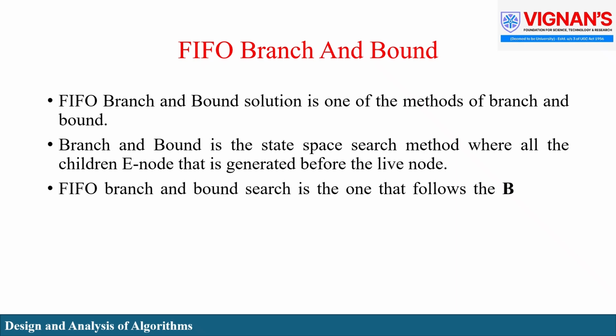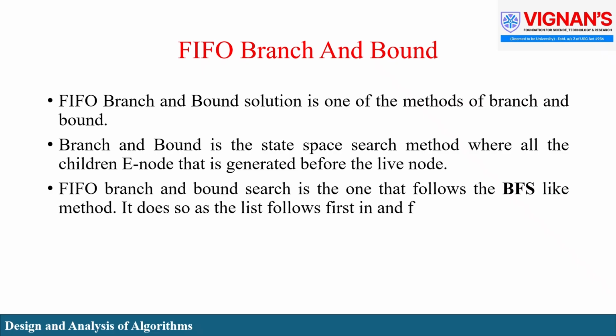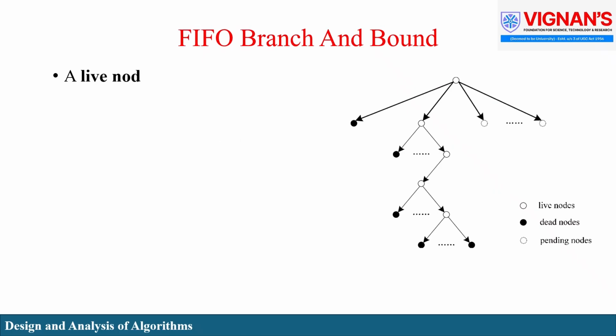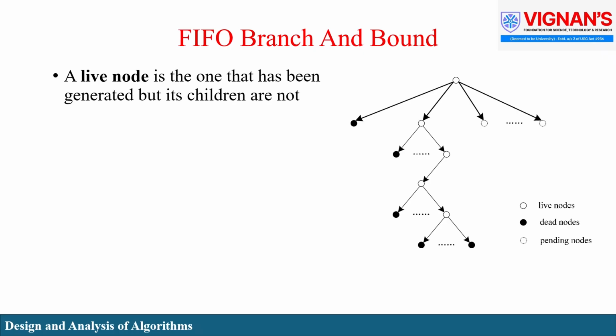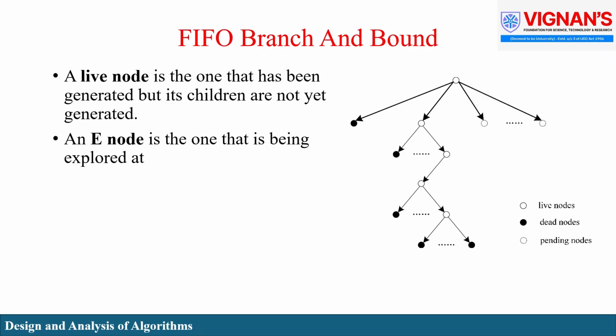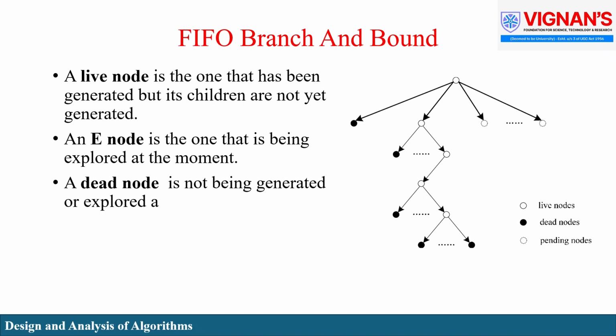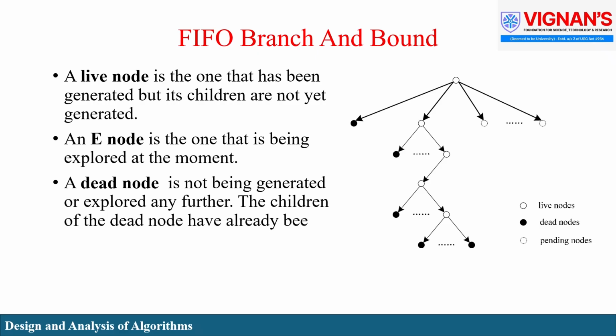In this method, the list of live nodes follows the first in first out principle. Nodes are expanded in the same order in which they are generated, ensuring level by level exploration of the state space. A live node is one that has been generated but its children are not yet generated. An E-node is the one that is being explored at the moment. A dead node is one that is not being generated or explored any further. The children of the dead node have already been expanded to their full capacity.